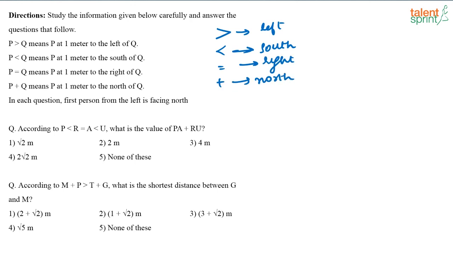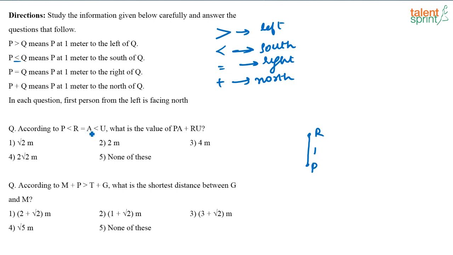So here what are they saying? P less than R. That means P is 1 meter to the left of R. So how will you draw that? P less than R, right? So less than means south. So P is 1 meter to the south of R. So if you have a point R, P is 1 meter to the south of R.